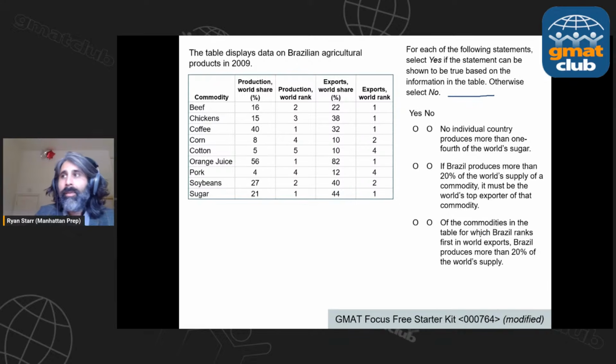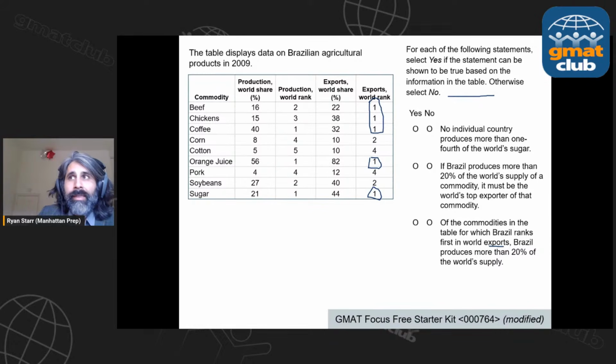All right, this one says of the commodities in the table for which Brazil ranks first in world exports. So that's these three. This one here, and that one there, right? Ranks first in world exports. And again, make sure you're looking at the right ranking column. It's exports, not production world rank. So it says of those commodities, and again, you could sort by this, they'd all be together, Brazil produces more than 20% of the world's supply.